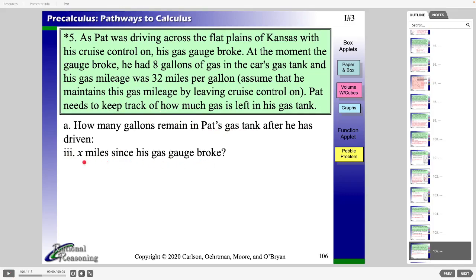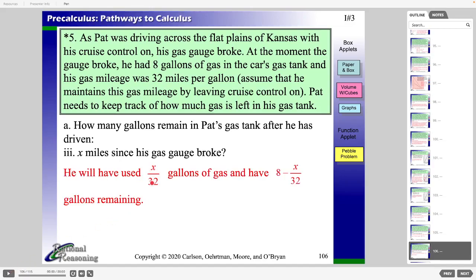So again, building us up to a variable. If we have X miles, it's X over 32. So that's really what we were doing. One gallon for every 32 miles, X, and we get this function made up. Okay.